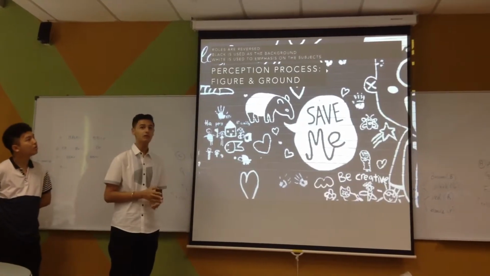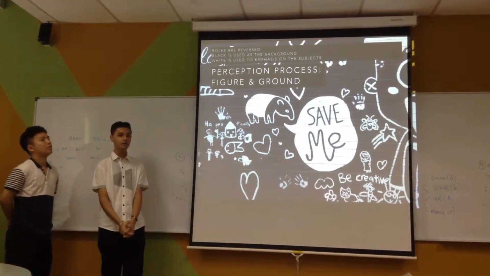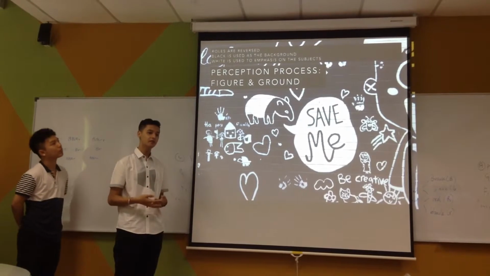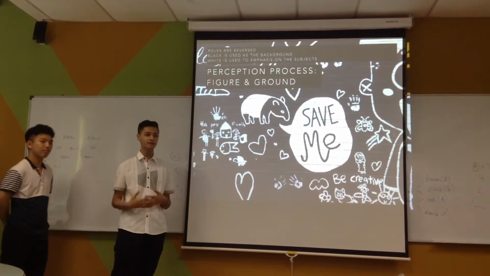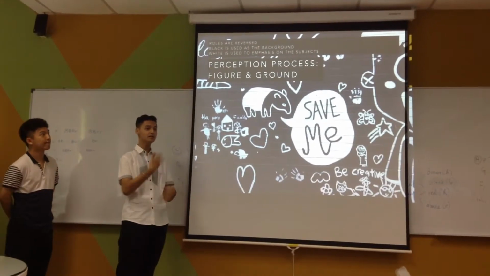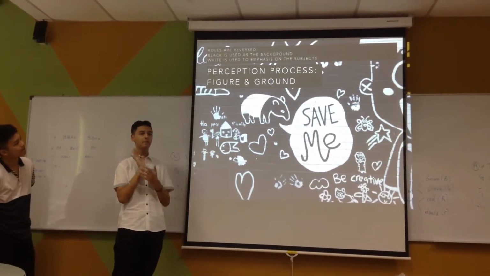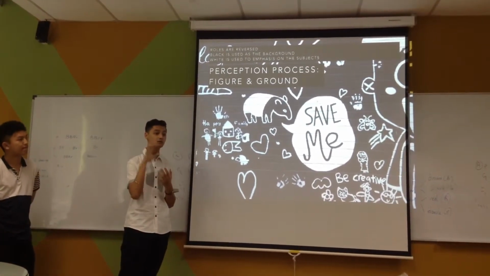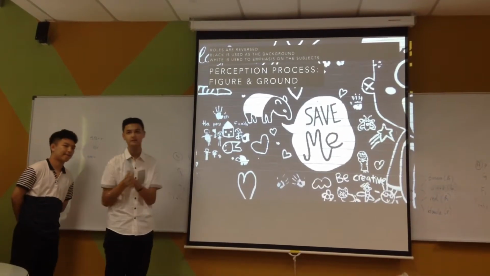Next, perception process: figure and ground. The roles are reversed. In our daily life, usually white is the background and black is the subject, such as pen, ink, and paper. However, this perception process is reversed. So black is the background and the subjects are white, so we mainly focus on the white topics.